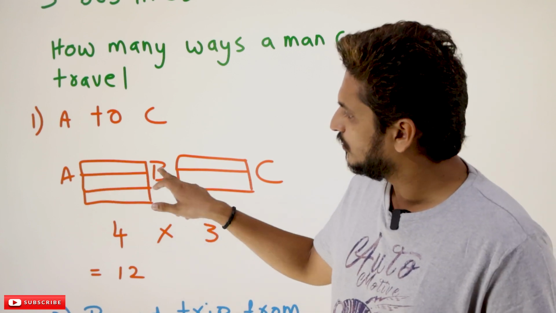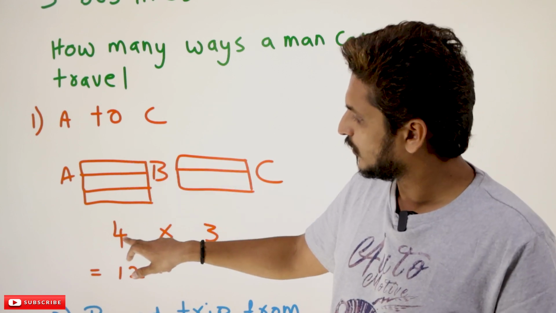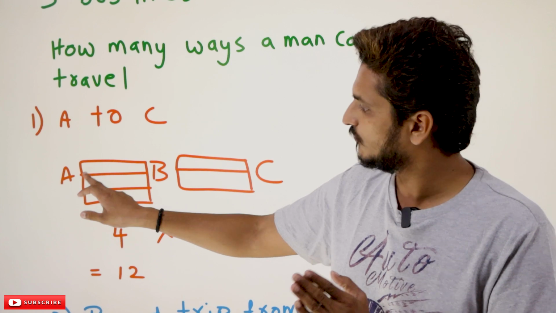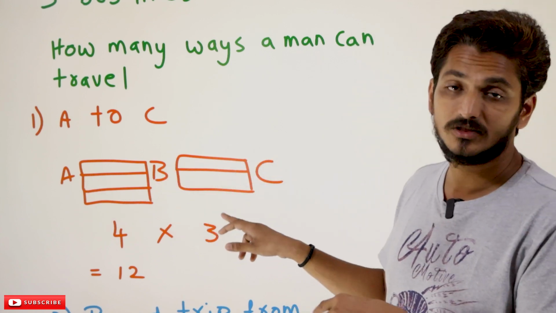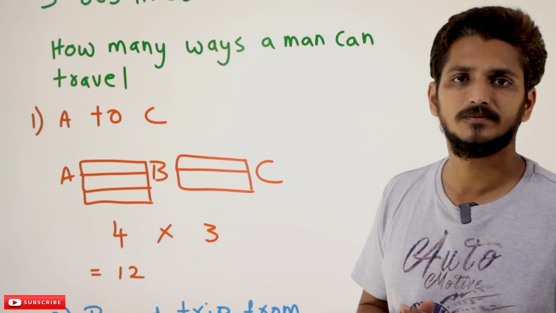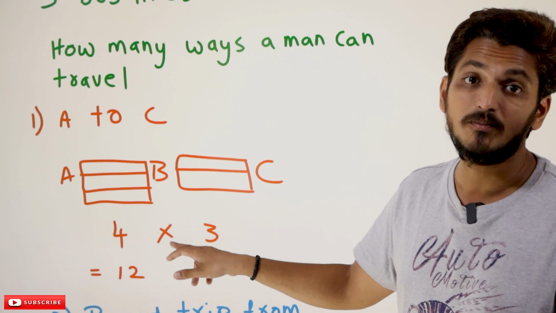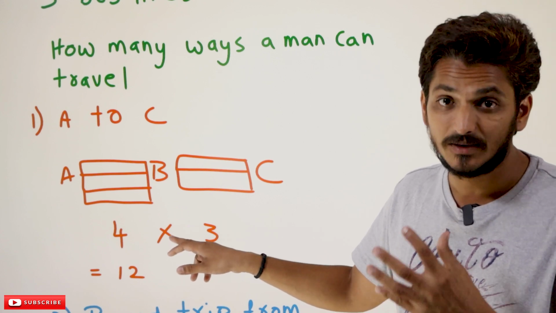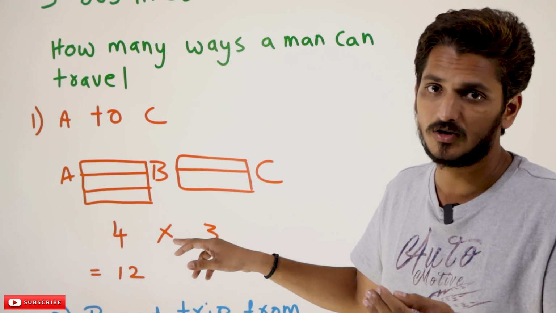So from A to B, you can choose any one of them. So 4 possible ways are there from moving from A to B. From B to C, you are having 3 possible ways. So 4 multiplied by 3. Why multiplication? This is the basic intuition we provided in our first class. Again, we will refresh the concept.